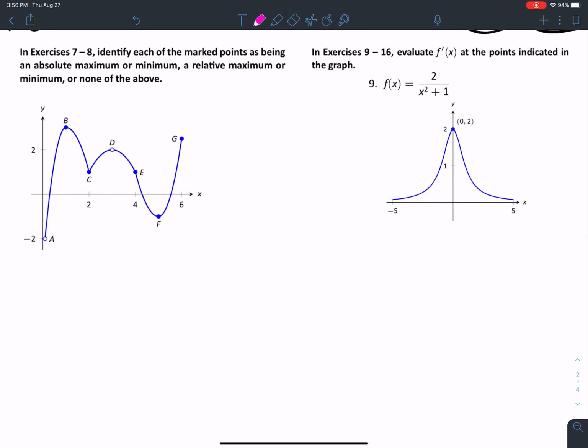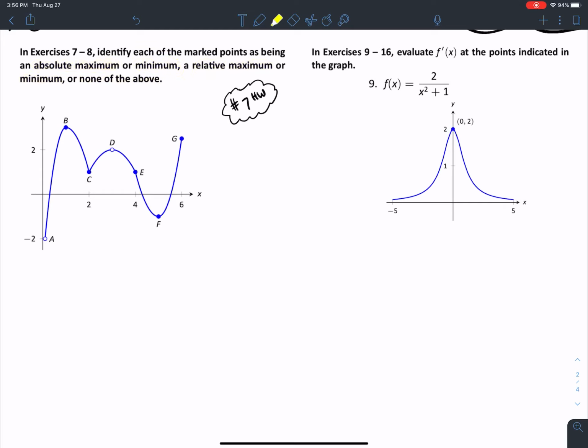In this video, we're going to do a couple of book problems. So exercise 7 and 8. This is problem number 7 in your homework. Identify each of the marked points as being an absolute max, absolute min, relative max, relative min, or none of the above. Okay, so if it's not one of those, then just none of the above.